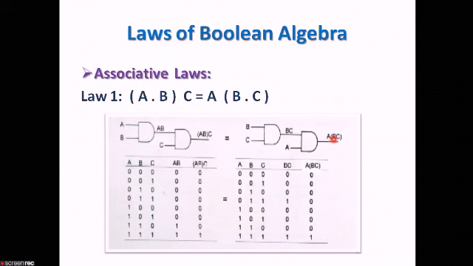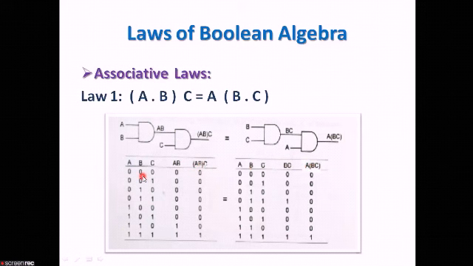Next we will be doing the illustrations of the truth tables. A, B and C are the three inputs. Similarly here A, B, C are the three inputs, and one output is A, B and the other output is A and B ANDed with C. In the second truth table, one output is BC and the other output is A ANDed with B and C.